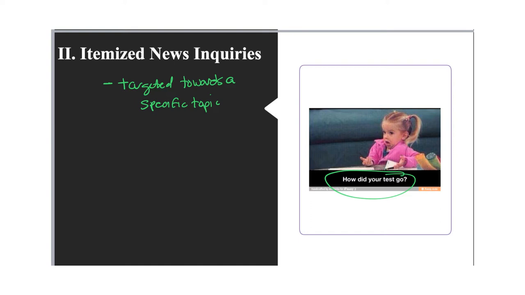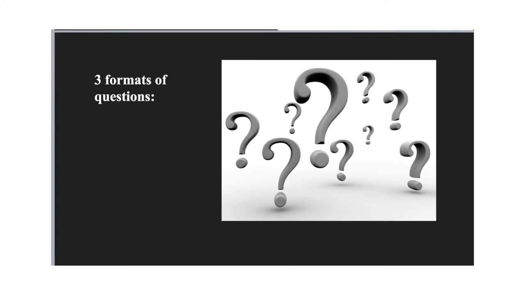Okay. And so the test was, you answered the question, but then they introduced something else. So itemized news inquiries are generally questions as well. And they can generate topics because they already suggest something to your partner. Now, while we're on the topic of questions, there are three general formats of questions. And these apply specifically to itemized news inquiries.